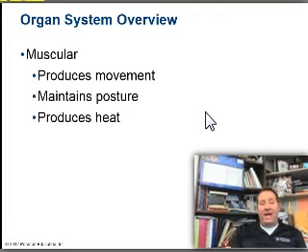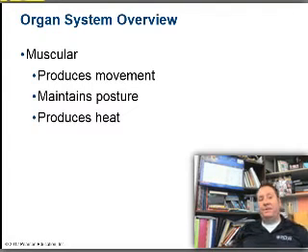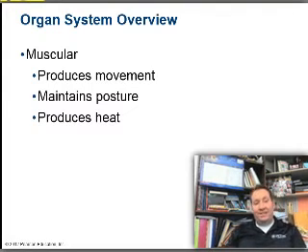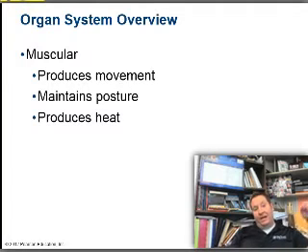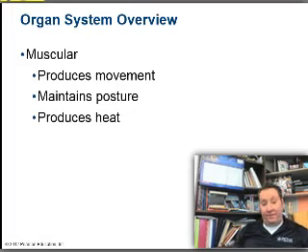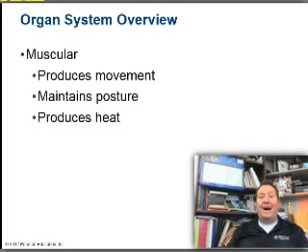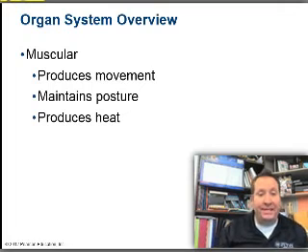Next major organ system that we have is the muscular system. The muscular system is going to produce movement. So this is what produces movement, is your muscular system. It pulls on bones, and it's going to cause these bones to move. Muscular system is going to maintain posture. It keeps you upright, and the muscular system is also going to produce heat.